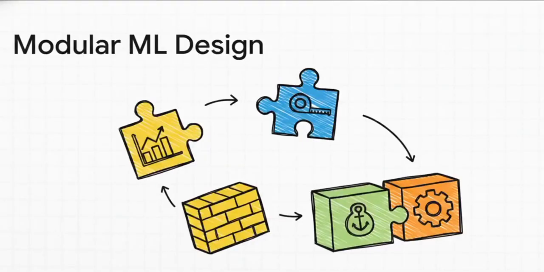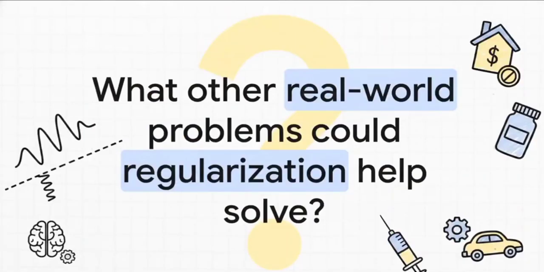And this leads to a core idea in machine learning. It's all about mixing and matching these pieces. This idea of penalizing complexity is huge. So what other real-world problems could this help solve?